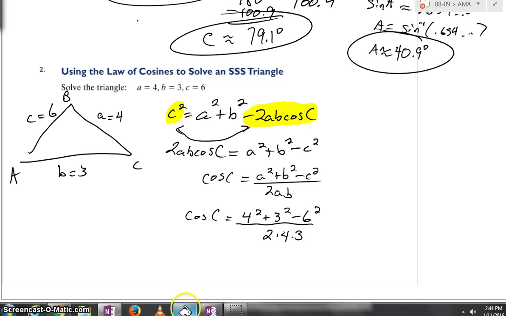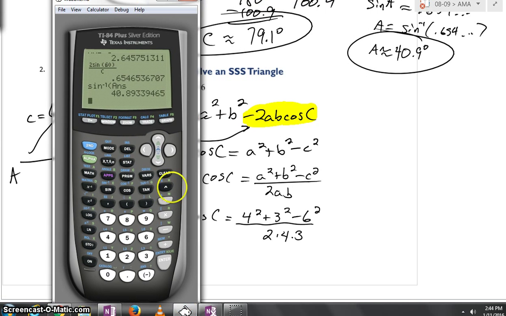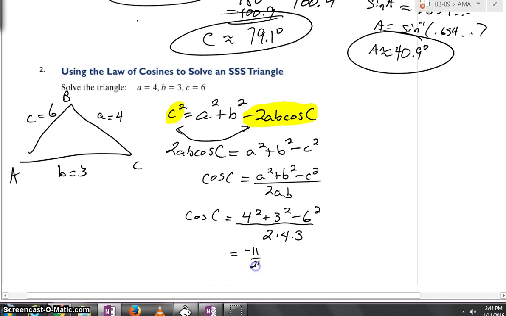And tell you what, how about we put that fraction into the calculator, clean it up a little bit. We'll go alpha y equals, and let's type in 4 squared plus 3 squared minus 6 squared. Down below, we'll go 2 times 4 times 3. And hey, you could work all that out for sure. You actually get something friendly, a negative 11 over 24. Sometimes you'll get a decimal. Sometimes you'll get something that looks a little bit more friendly. But how would you find angle C? Inverse cosine.